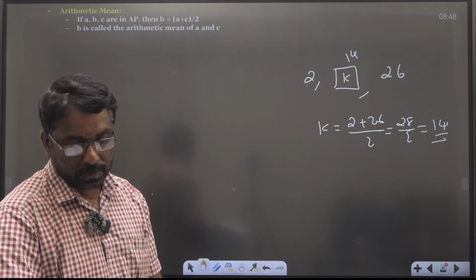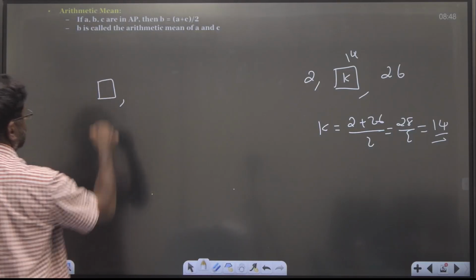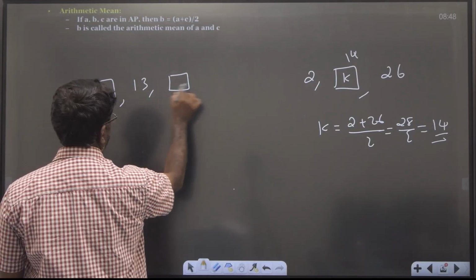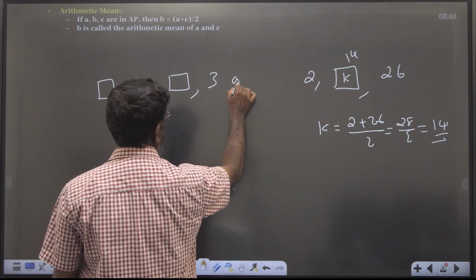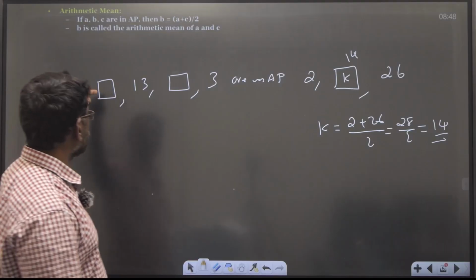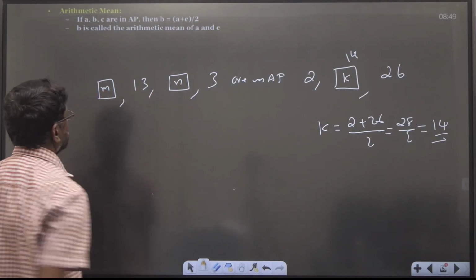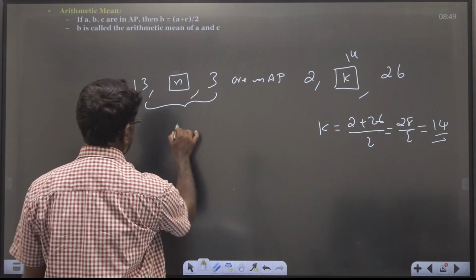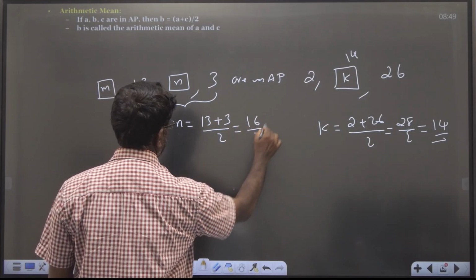Okay. And another question. Box, comma, 13, comma, again box, comma, 3 are in arithmetic progression. Here we have to find out the values of here and here. Suppose this is M, this is N. So first use this case. What is N? N is equal to (13 plus 3) by 2. That is 16 by 2. That is 8.